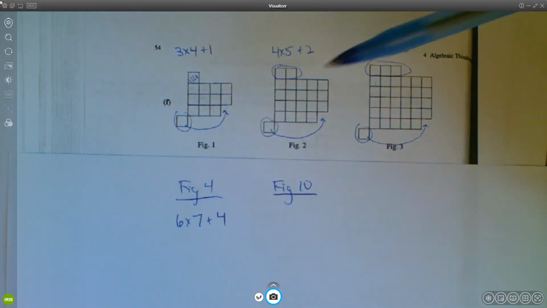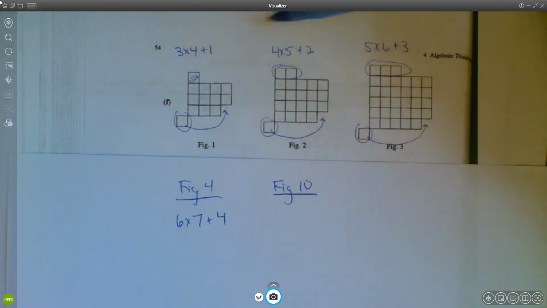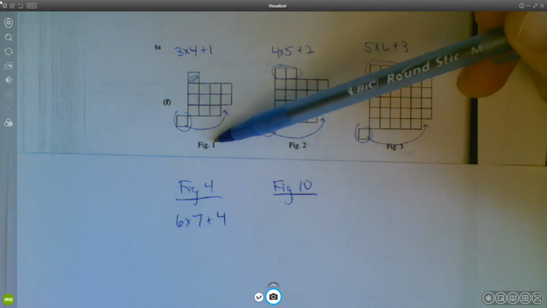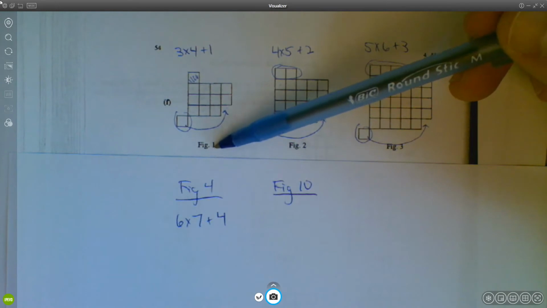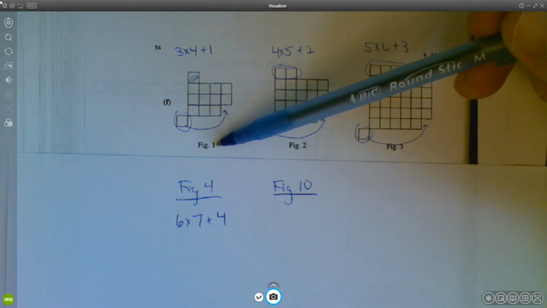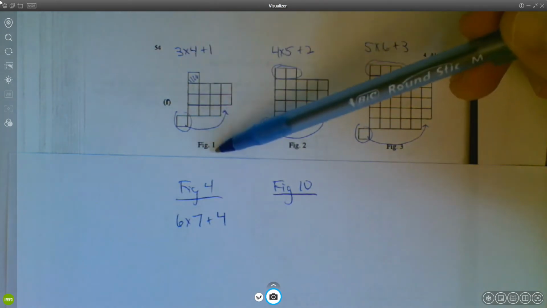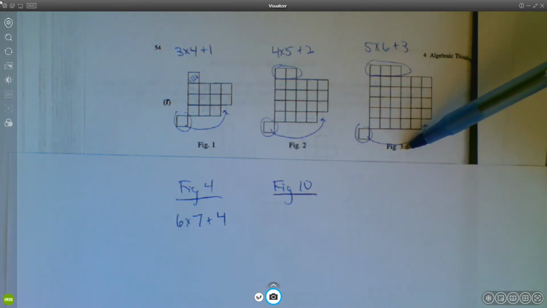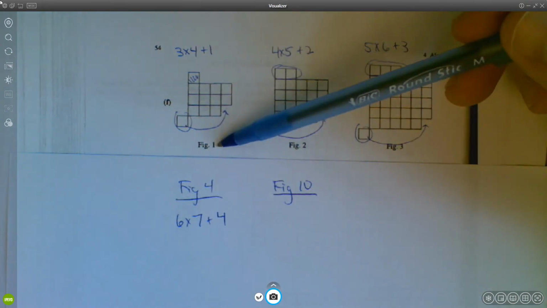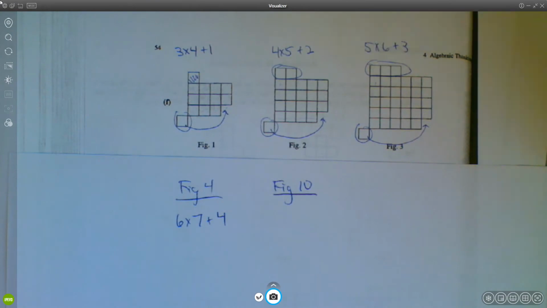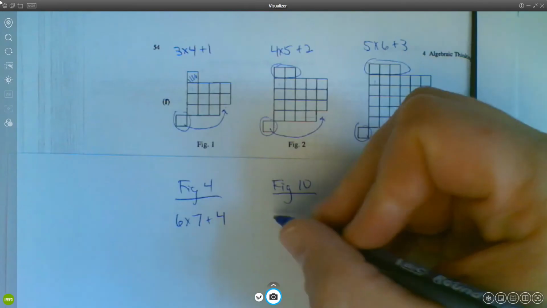So what I notice is that these numbers are increasing by 1 each time. So I'm pretty sure that it's not the figure number times 3, because 1 times 3 would be 3, but 2 times 3 would be 6, not 4. So I'm pretty sure what it actually is is figure number plus 2. 1 plus 2 is 3. 2 plus 2 is 4. 3 plus 2 is 5. So 10 plus 2 is 12.